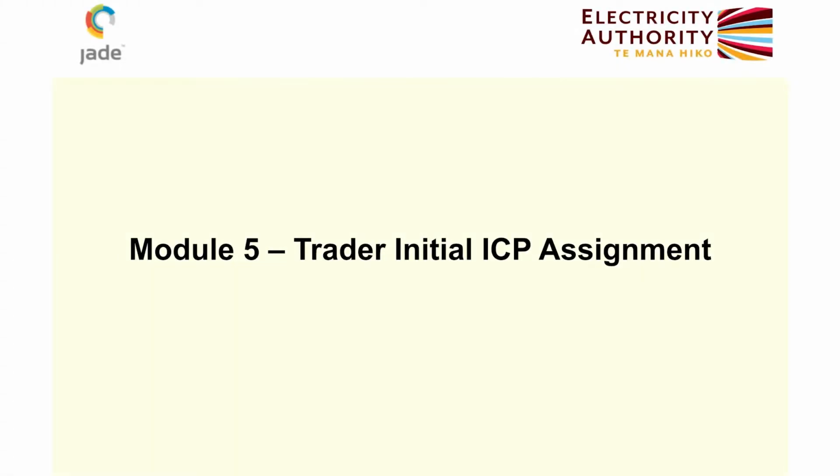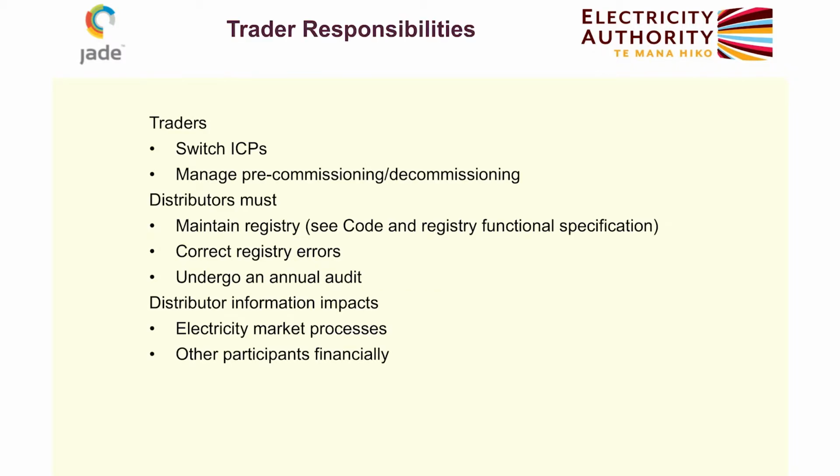So the two responsibilities of the trader that we're going to cover on the course are, first off, the trader has to do the initial ICP switch. They have to accept responsibility for the ICP. Remember, they were nominated by the distributor. So the first thing they've got to do is accept responsibility for that ICP. And the other thing that we'll be covering is switching of ICPs, where another trader takes over an ICP.